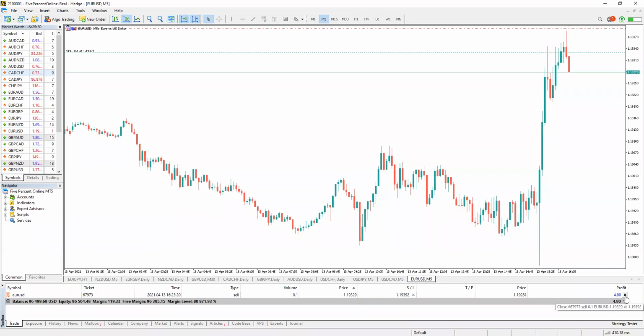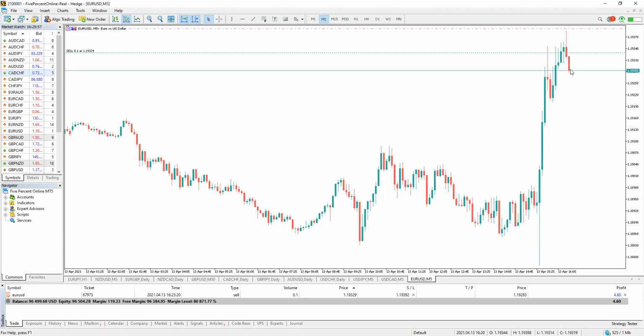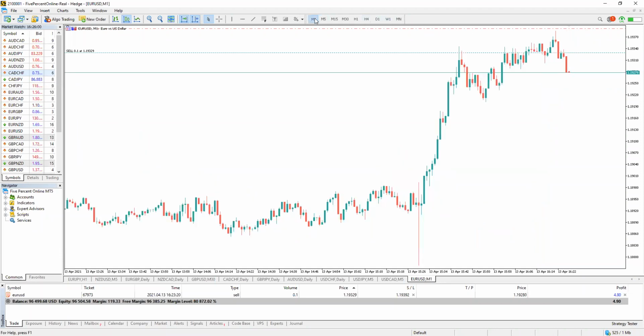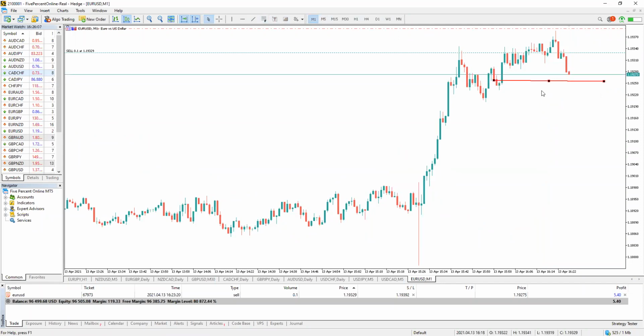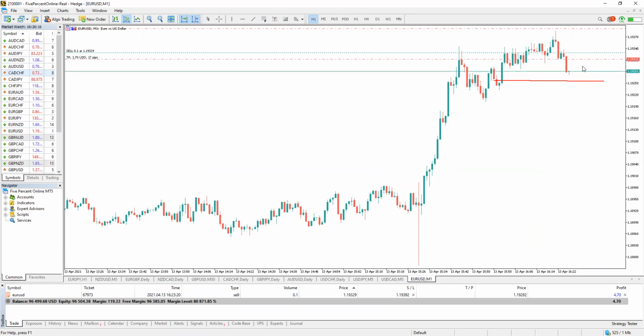So 5 pips for me would be more than enough on this trade. I'm not looking to be very greedy on the trade. Let me see. Yeah, I guess that level needs to be my target. You can see on the 1-minute chart, there's a little bit of support here and there, so that would be a good target between now and that level.